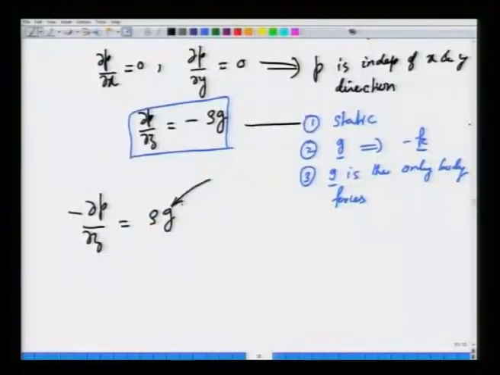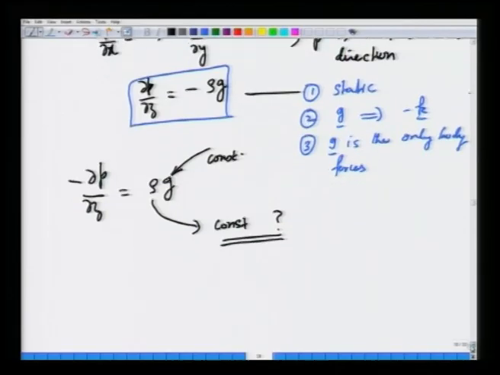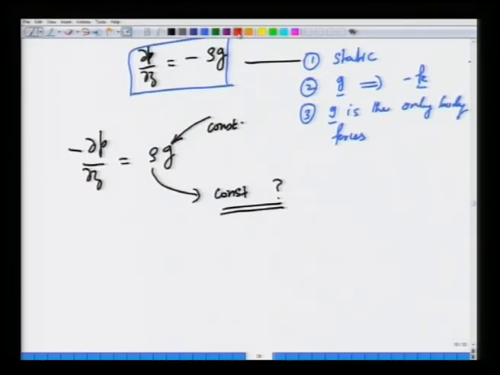In order to integrate this, we need to know whether rho and g are functions of z or not. g is practically a constant in terrestrial applications and most engineering situations. So, g is a constant. So, the next thing is, is rho a constant or not? Well, it depends on context to context.